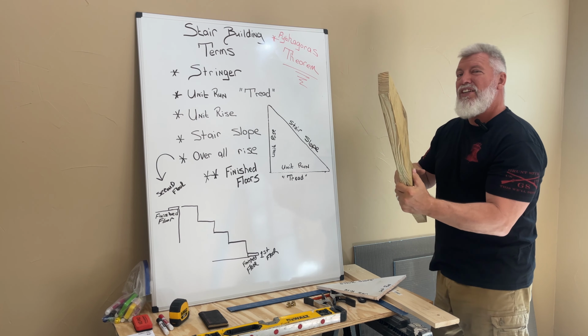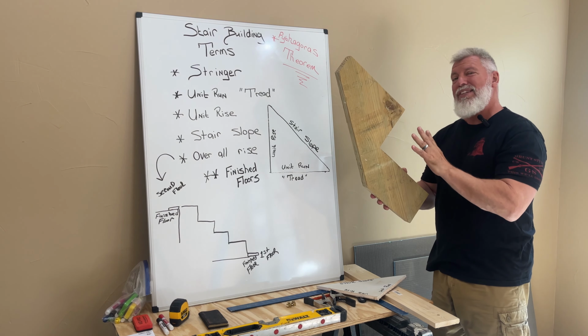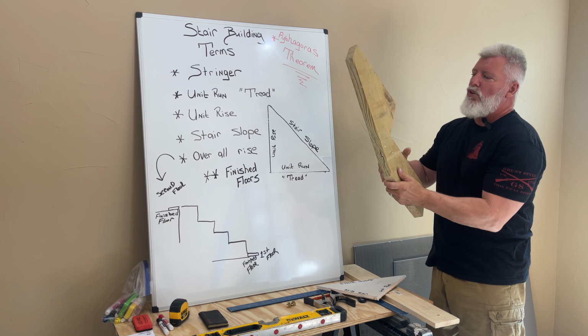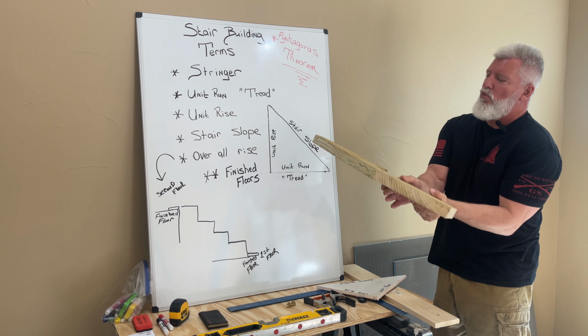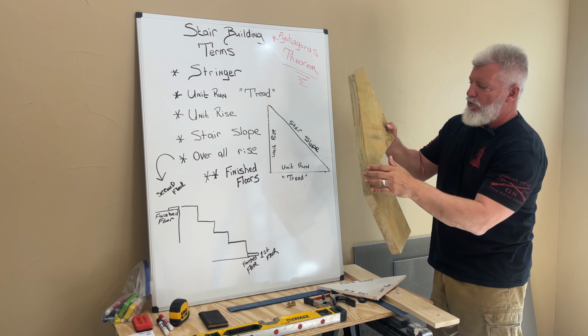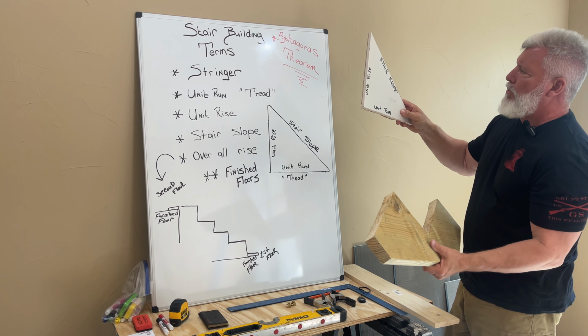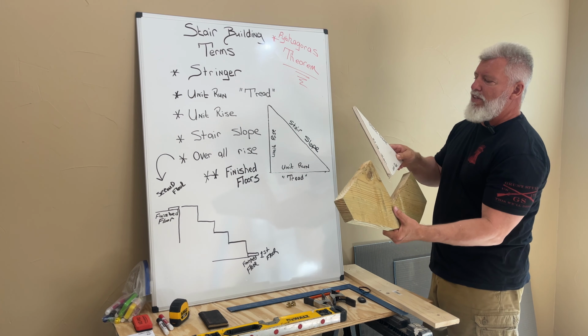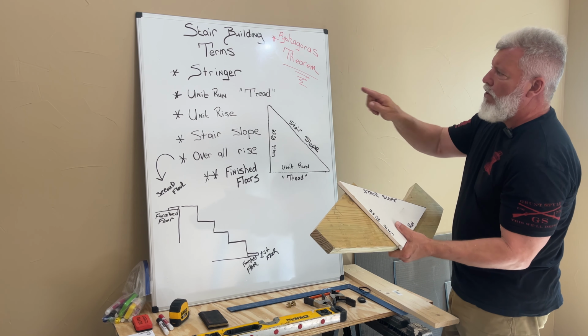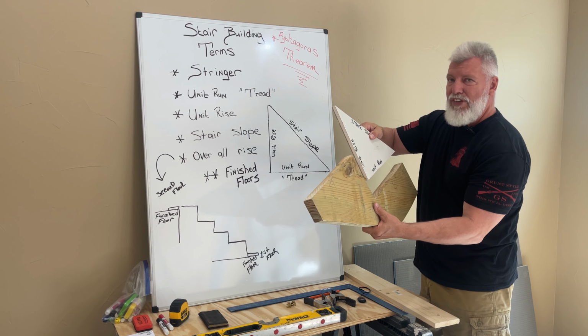You'll usually cut this from a 2x10 or 2x12. Most of the time it's a 2x12. You'll have a straight edge of your wood, and then you are going to lay it and cut the angles. Now, these angles, I made this little demonstration here to show you how they work. Let's go over a couple more of the terms, and then I'll show you how it fits onto the stringer.